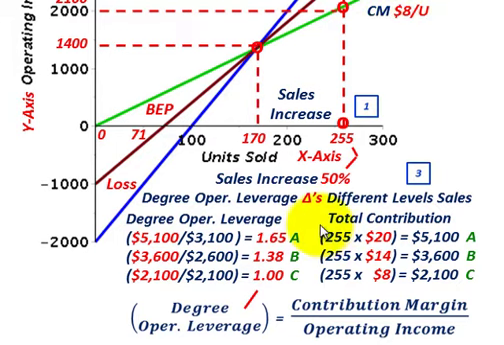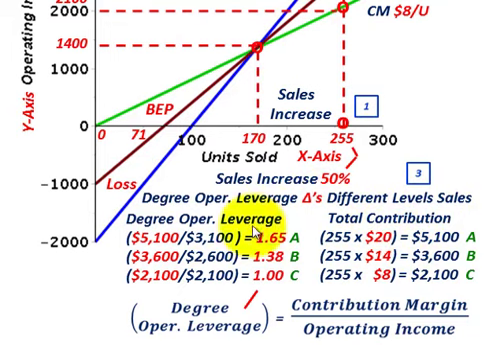So this is how we calculate that change in the degree of operating leverage. For alternative A, 255 times $20 per unit gives us a total of $5,100 in total contribution. For B, 255 times 14 gives us $3,600 in total contribution. And for alternative C, 255 times $8 per unit gives us $2,100 in contribution. So now we can figure out our degree of operating leverage based on those different levels of sales.